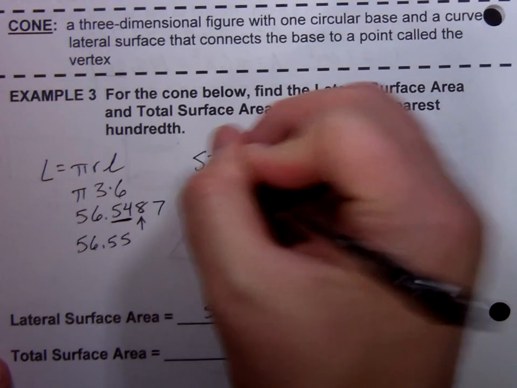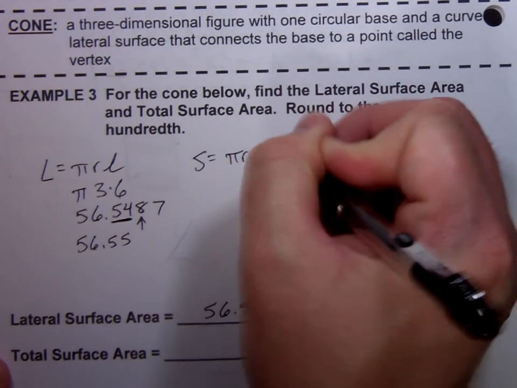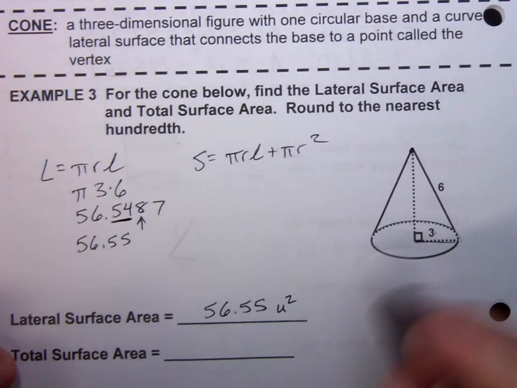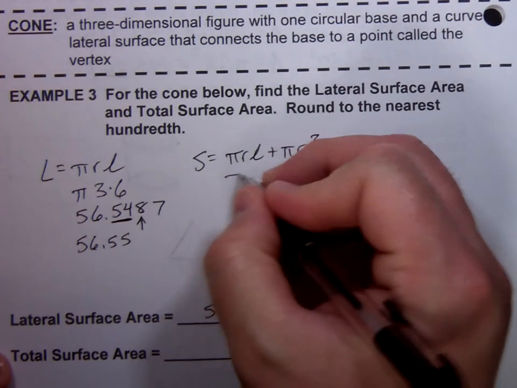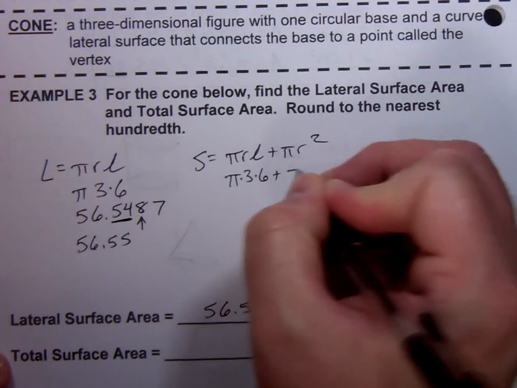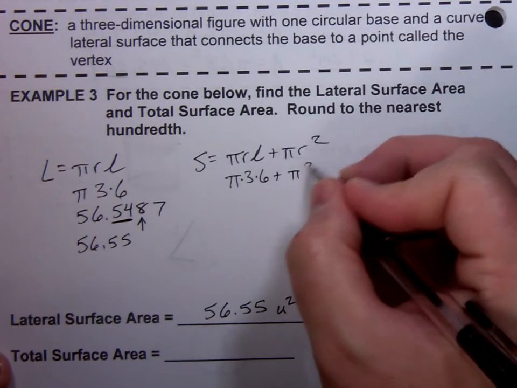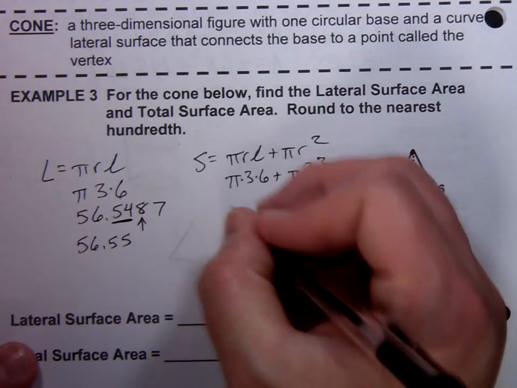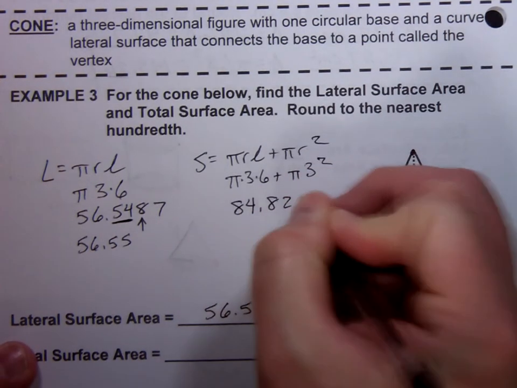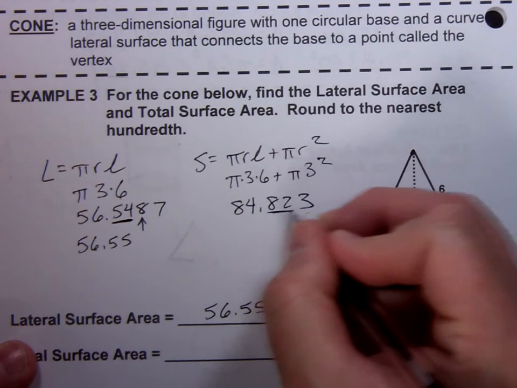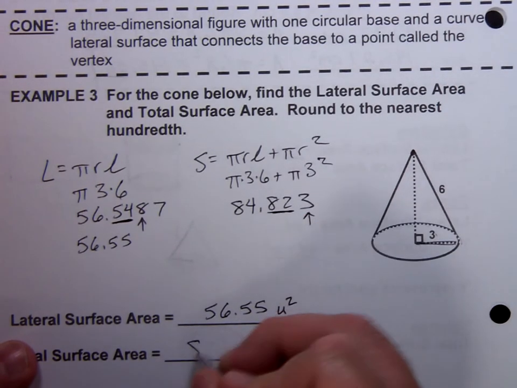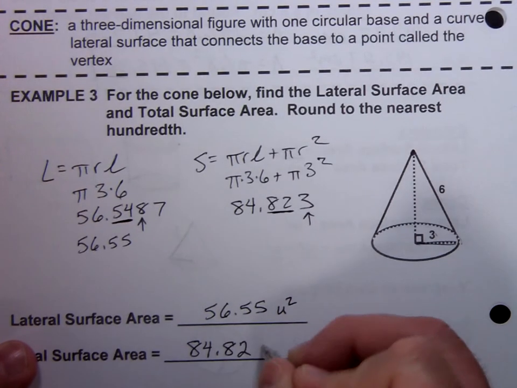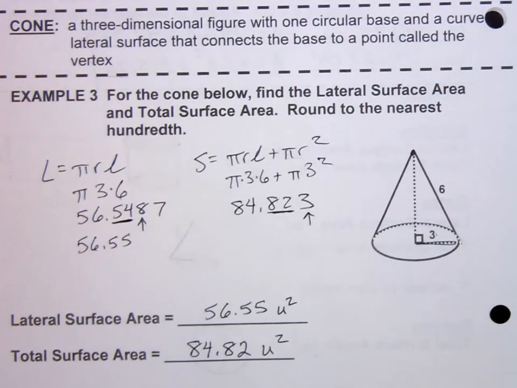Total surface area, pi r L plus pi r squared. Remember, we're just adding in the area of that one circle, pi r squared. So we already did this part. Now I just got to plug the radius in here. Remember, radius is 3. I'm just typing that in the calculator now. Pi times 3 times 6 plus pi times 3 squared. So we type it all in the calculator. Keep 2 places. The third digit, 3, is not big enough to round up, so that just drops off. 84.82 units squared.